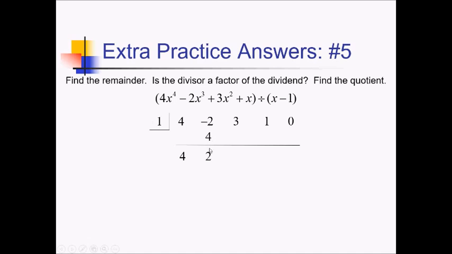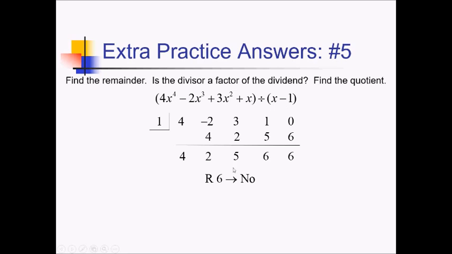And then 1 times 2 is 2. 3 plus 2 is 5. 1 times 5 is 5. 1 plus 5 is 6. 1 times 6 is 6. 0 plus 6 is still 6. And then this last number is my remainder of 6. Since that's not 0, that means x minus 1 is not a factor of this other polynomial.